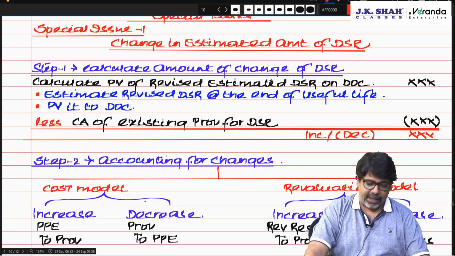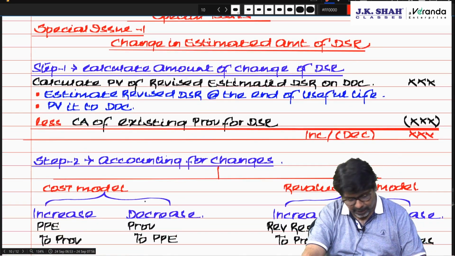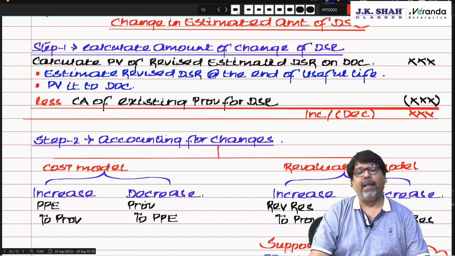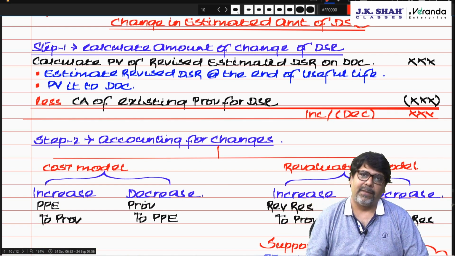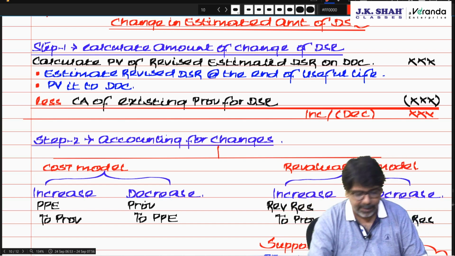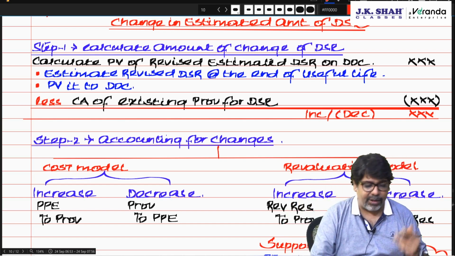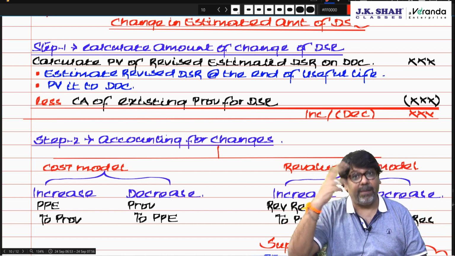Special issues, change in estimated amount of DSR. That means we had thought that DSR will be 20,000. So we found out the present value. Correct? Now we are saying, no, DSR will be 30,000.